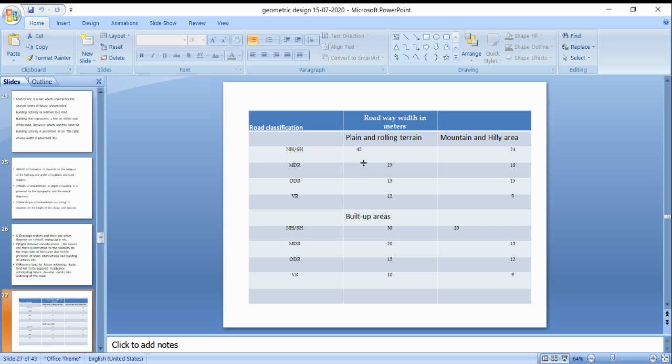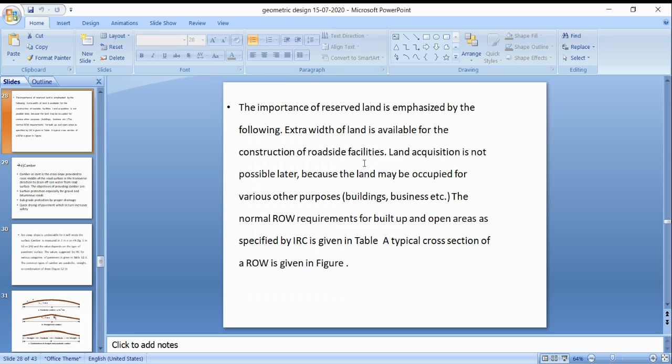Okay, next comes the built-up areas. For built-up areas, national highway range comes to 30, and for hilly areas 20. Major district is 20, and hilly areas 15. Other district is 15, and hilly areas 20. And for village roads it is 10, and hilly areas 9. So like that we have to see the future expansion for the right of way.